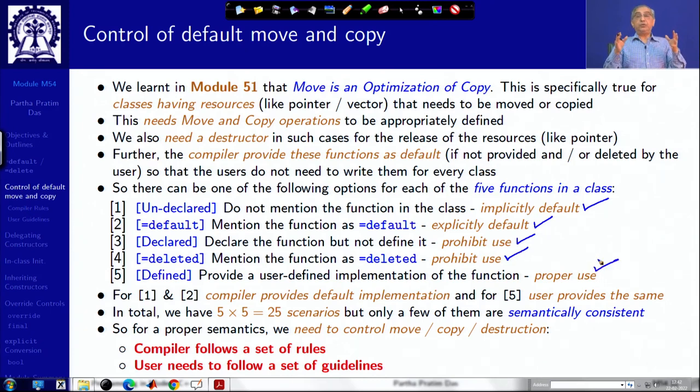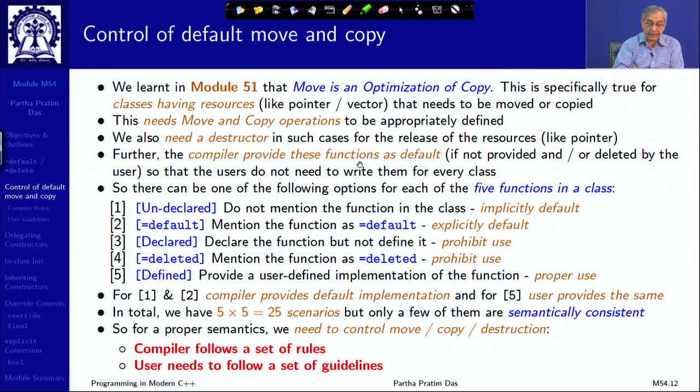So this brings us to 5 times 5, 25 possible semantic scenarios. For each one of the 5 functions, I can do any one of the 5 options. But these 25 scenarios are not meaningful because they are not consistent semantically. So to keep them consistent semantically, the compilers have to follow a set of rules, and as a programmer, you have to follow a set of guidelines.